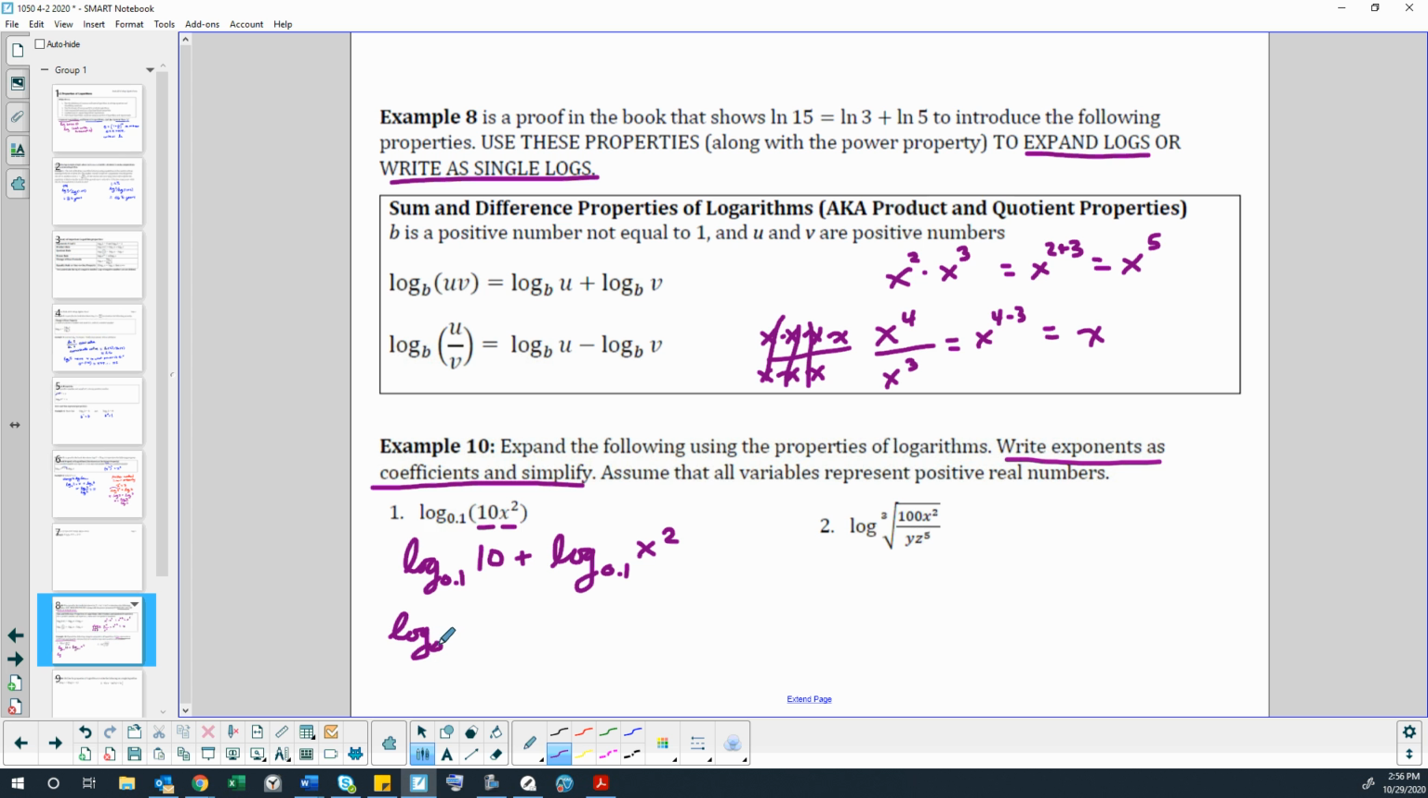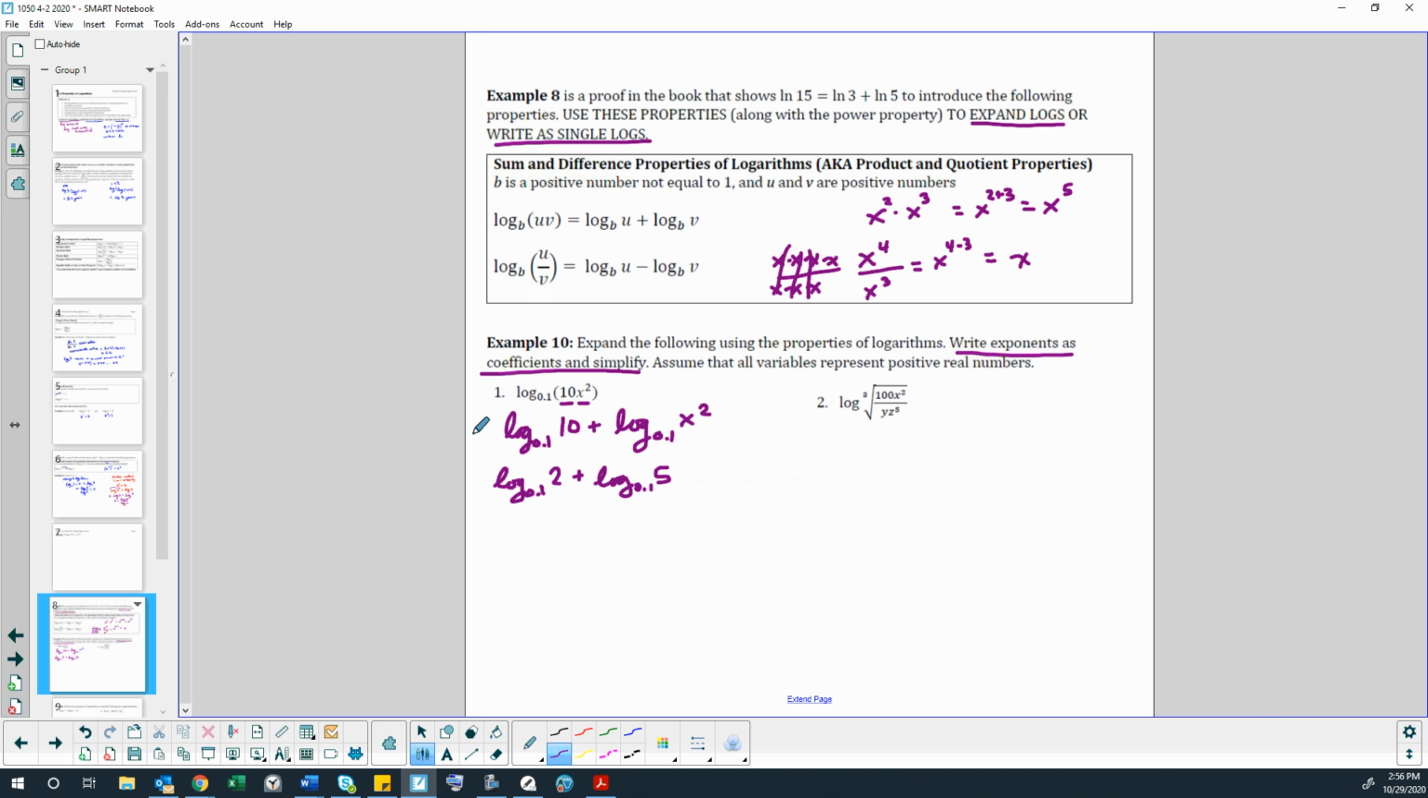Now this one technically could be separated further if we really wanted to. We could separate our log of 10 into a 2 and a 5, so that we're into prime numbers here. That might be a little bit of an overkill. I'm actually going to show you something else that problem does that's really cool. But for this part, the last thing we've got to remember is the power property, where the 2 goes in front.